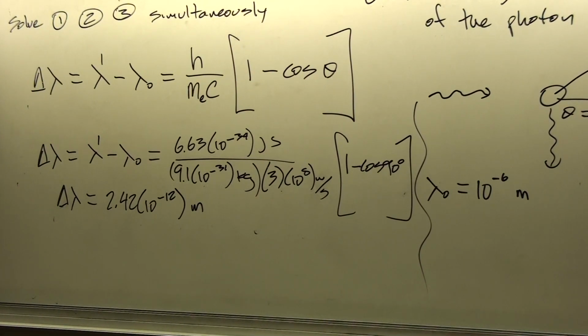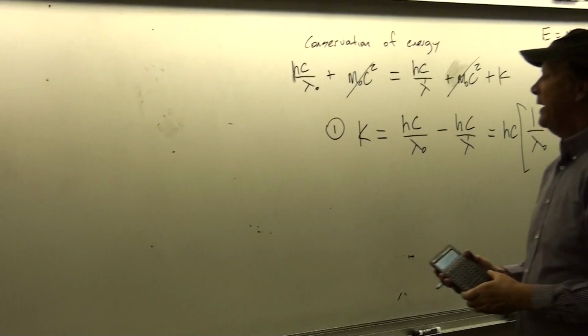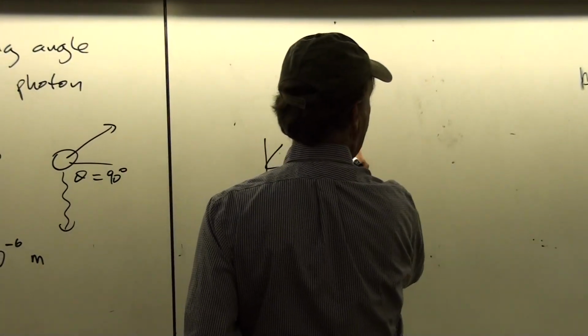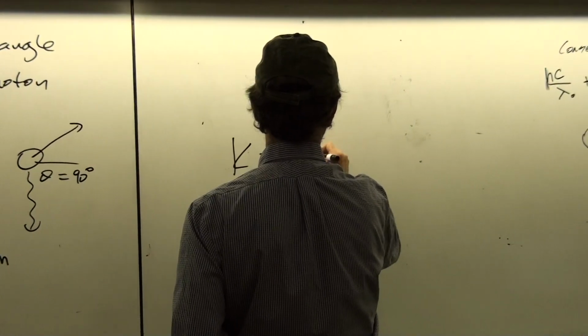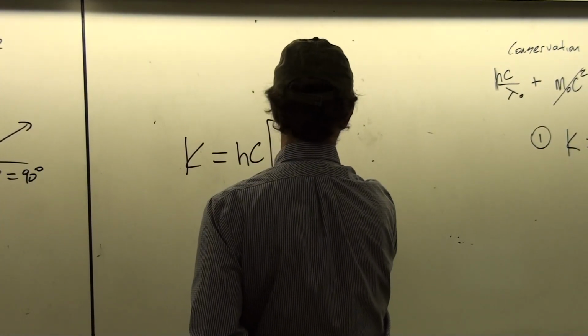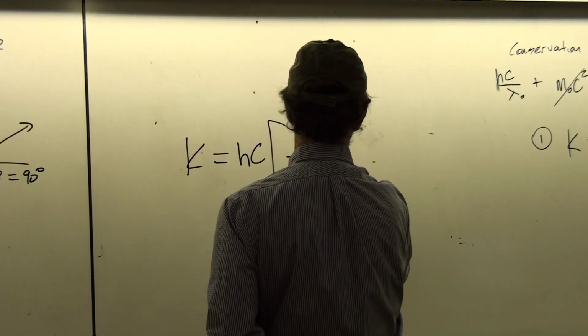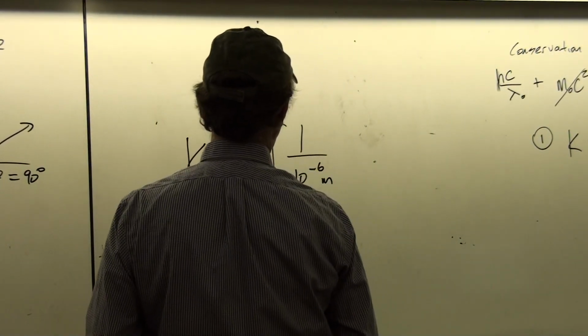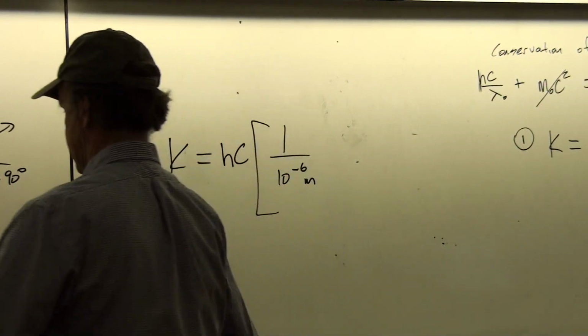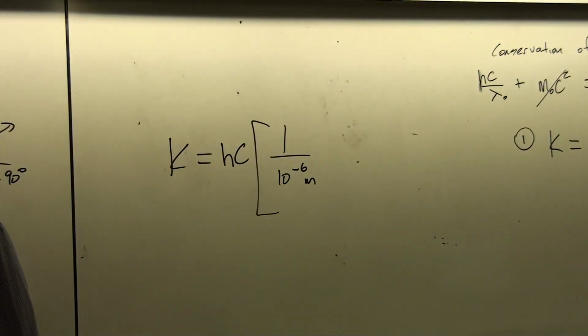Which we can get from equation 1 over here. This is our kinetic energy. And so we can write the kinetic energy of the electron then as hc times 1 over lambda naught, so that's 10 to the minus 6 meters. Actually, let's make that, I'm sorry, 10 to the minus 8. I want this to be smaller, not bigger than the wavelength of light.